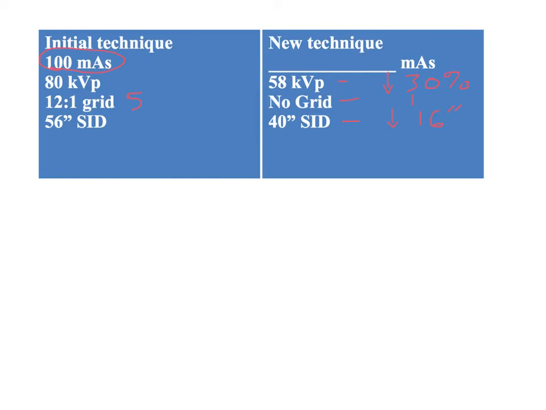So if we want the same technique basically, but we've decreased our kVp, what do we want to do to our mass? Yeah, in this case we're going to quadruple it. So let's go ahead and just say the mass has gone up to 400, right? So there we've accounted for one of our changes, right? Now let's account for the next change.